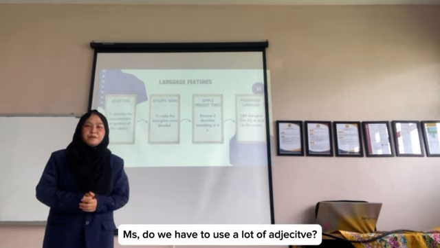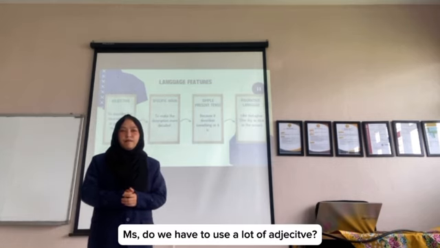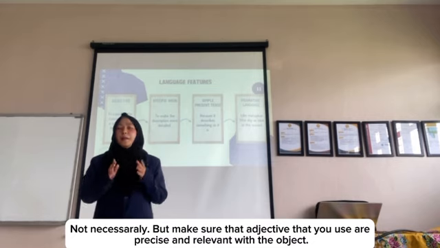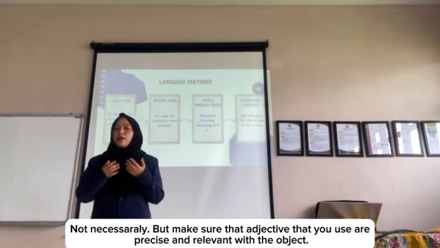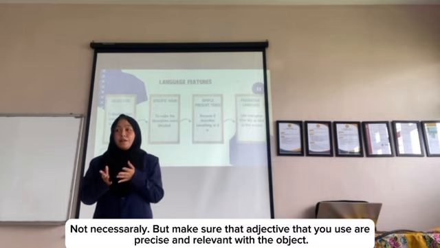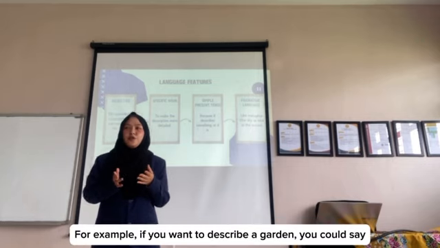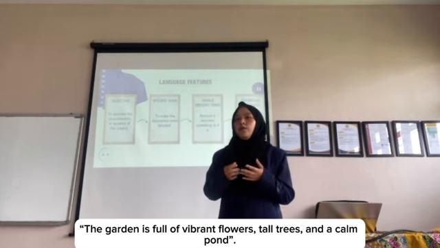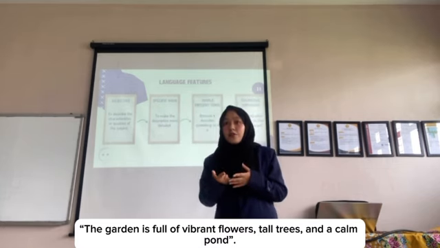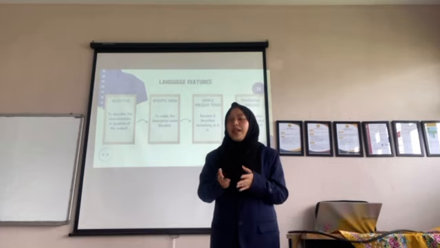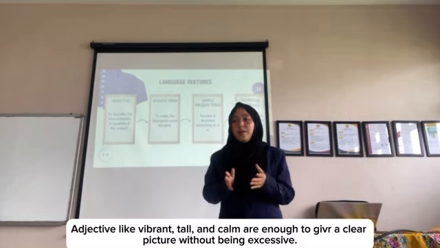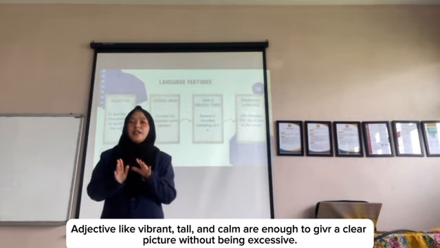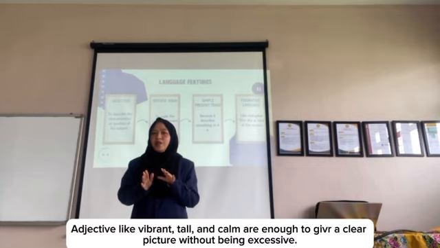Yes. Do we have to use a lot of adjectives? Not necessarily, but make sure the adjectives that you use are precise or relevant to the object. For example, if you want to describe a garden, you could say, a garden is full of vibrant flowers, tall trees, and a calm pond. Adjectives like vibrant, tall, and calm are enough to give a clear picture without being excessive.